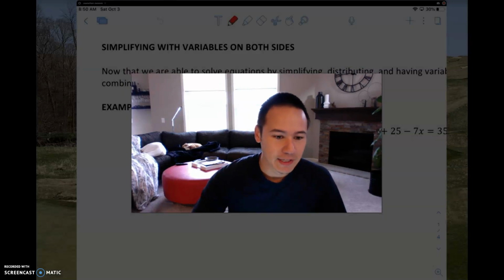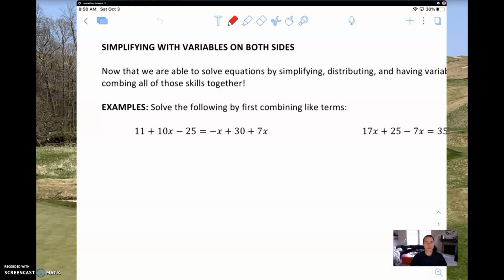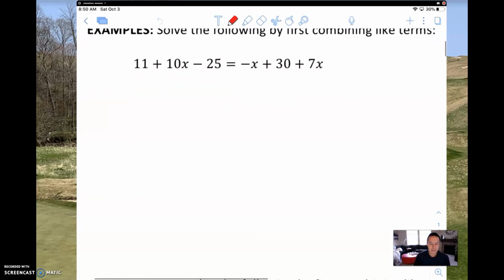So let's get to the first set of examples. We're going to start, and we look at both sides of this equal sign, and we notice that they have some like terms that they can combine. So on the left side, we have the constant terms. We have an 11, and we have a minus 25. Those can get combined, and they can be simplified. So let's go ahead and simplify them.